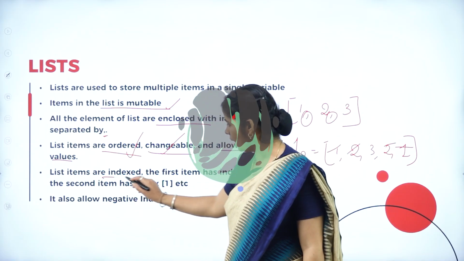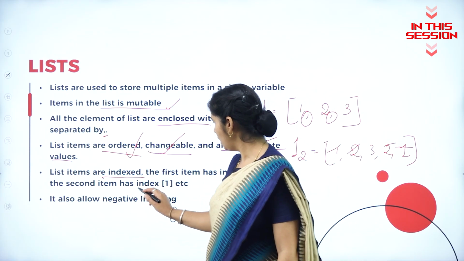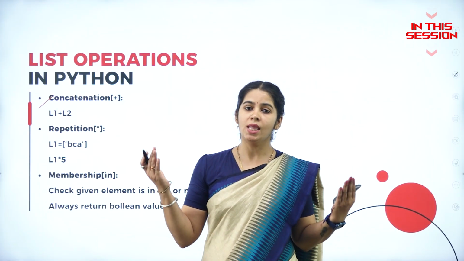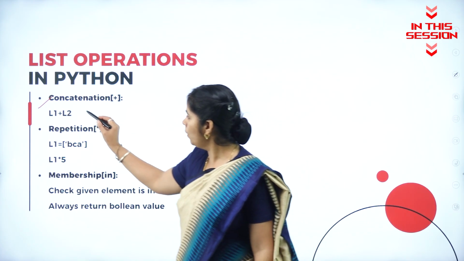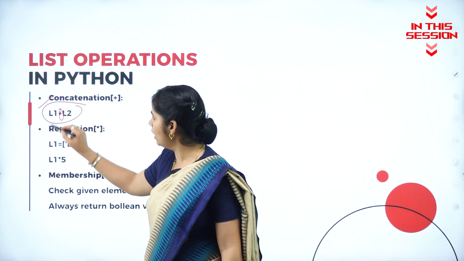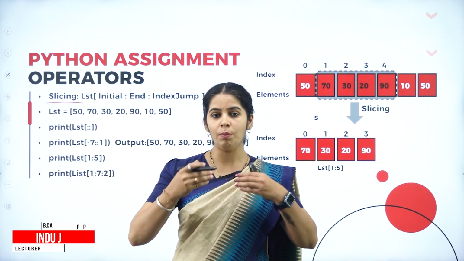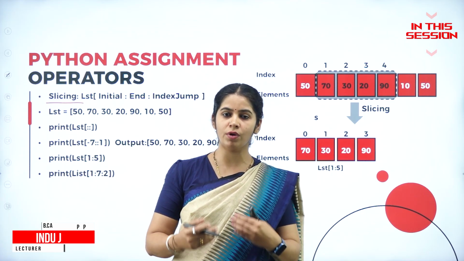List items are indexed. The first element has an index of 0 and the second element has an index of 1. Concatenation means combining the elements of two lists and putting them together in a single list. How can we do it? We can do it by using the plus operator. What is slicing? Getting a sublist within the given list, or getting a substring from the given string.